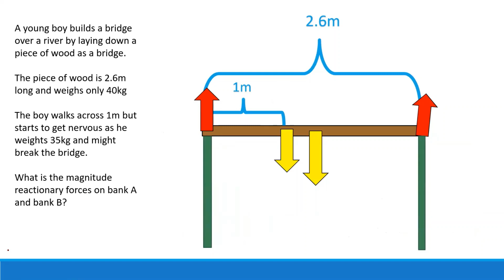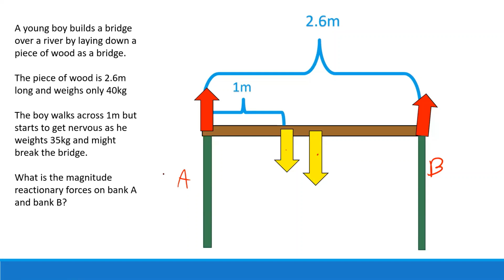So here's bank A, here's bank B, here's the force of the boy, here's the force of the bridge. And so we've got all this stuff going on. So how do we calculate a scenario like this? Let's put a couple more details in before we get onto it.